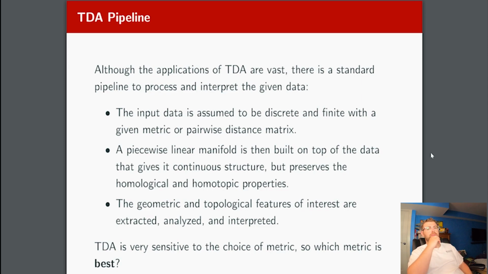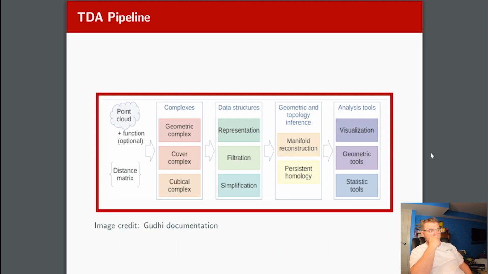So this is a quick visualization of what this pipeline looks like. The input is usually either a point cloud with some kind of clustering function or algorithm. That's not what we did here. We just gave it this pairwise distance matrix. You can go either way, and it's not uncommon to use a point cloud and some kind of clustering algorithm. But sometimes a distance matrix is easier to construct, and in our case, that was the case, so we just did that.